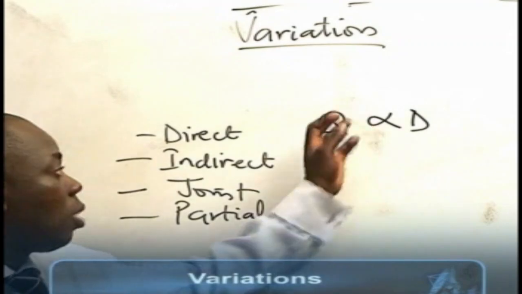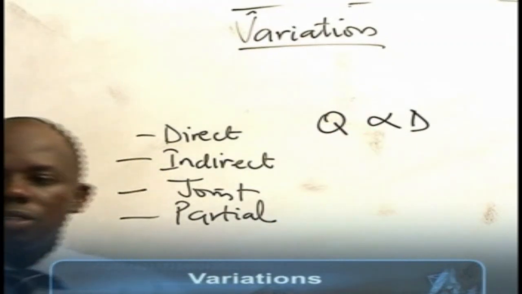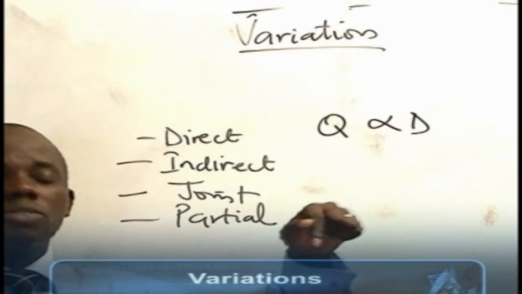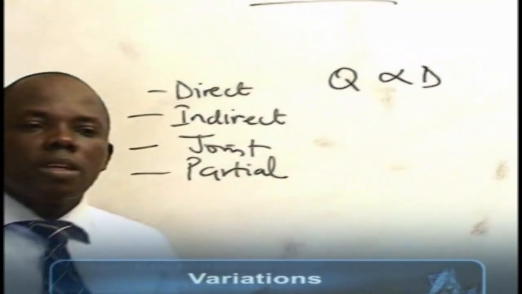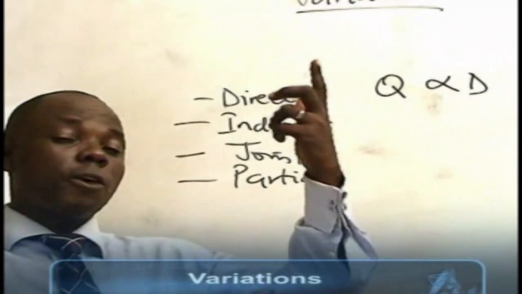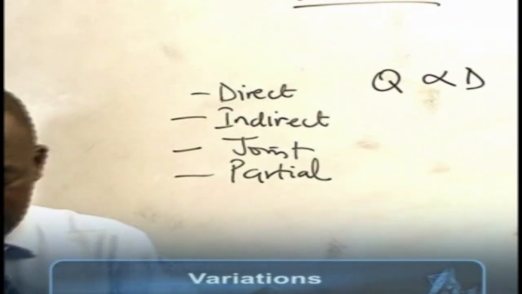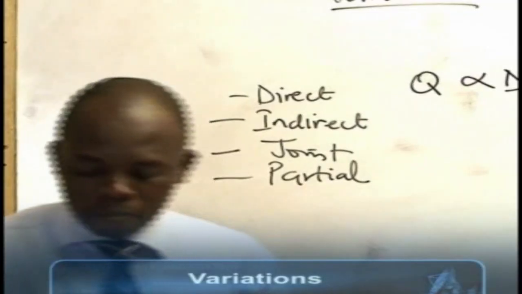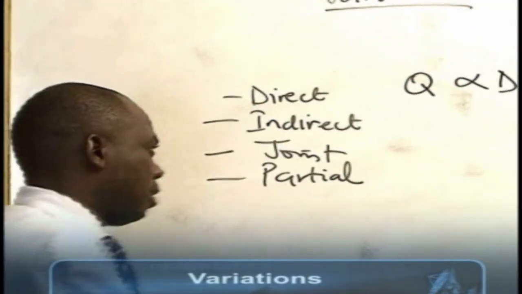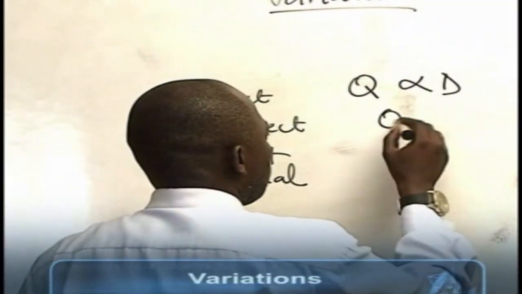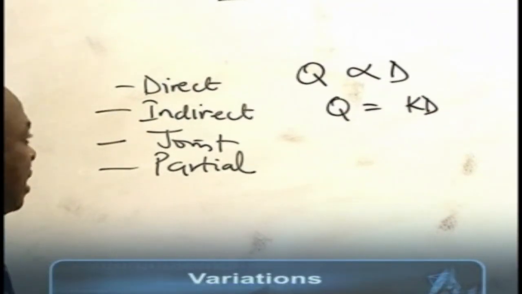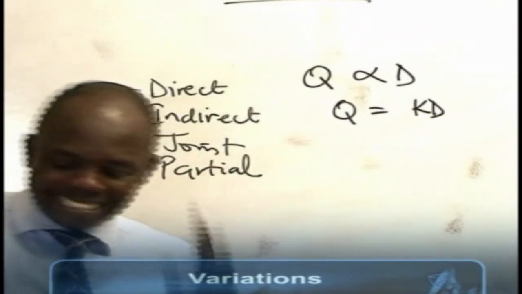A downward change in quality will bring about a downward change in demand. But when you raise the quality, you will see that the demand will also soar accordingly. So you must understand that that's what we mean by direct variation. And if you want to change this, introduce a constant. The constant is introduced this way: Q equals KD. This one is for direct variation.